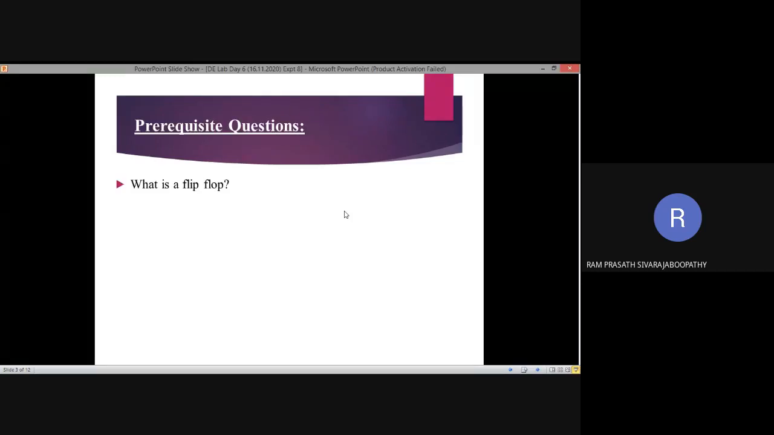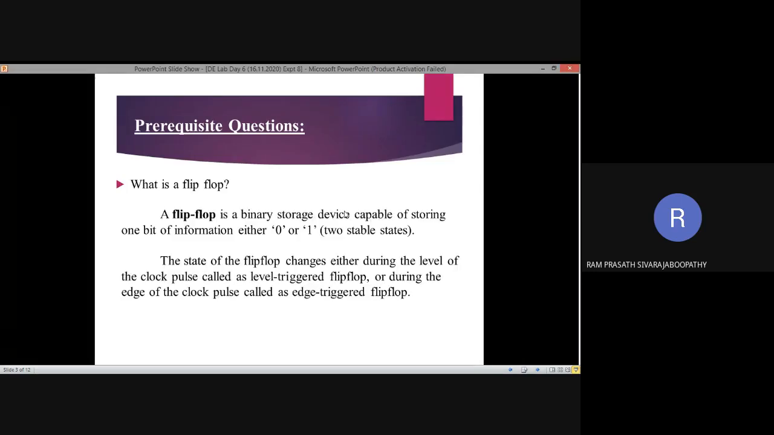Fine. So what is a flip-flop? It is a sequential circuit or combinational circuit? Yes, it is a sequential circuit. What is the purpose of this circuit? It is used to store 1 bit information, which can be either 0 or 1.